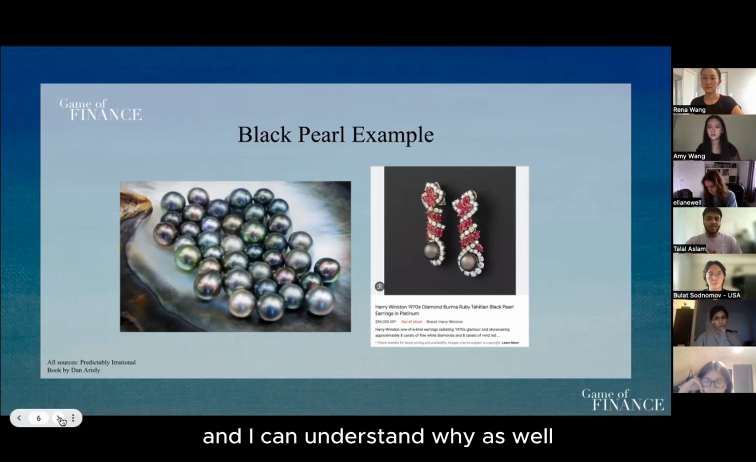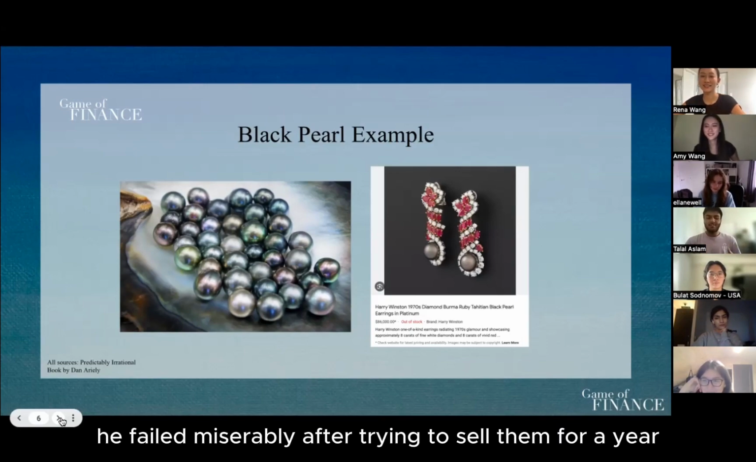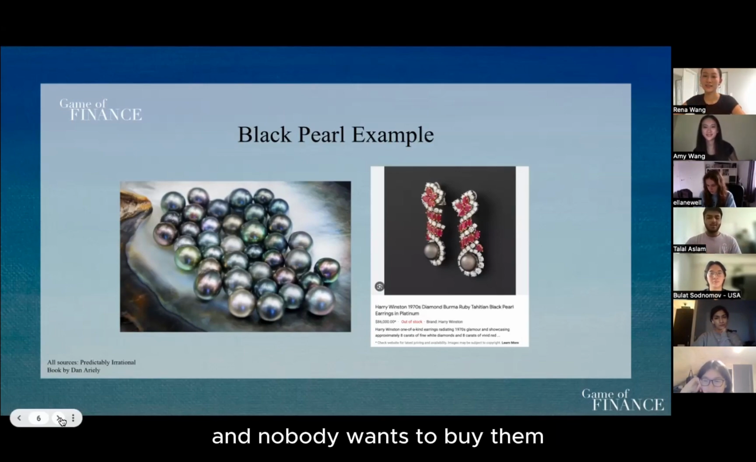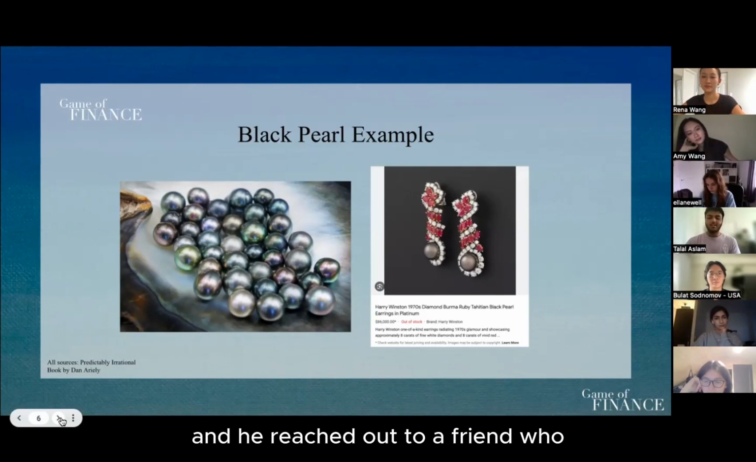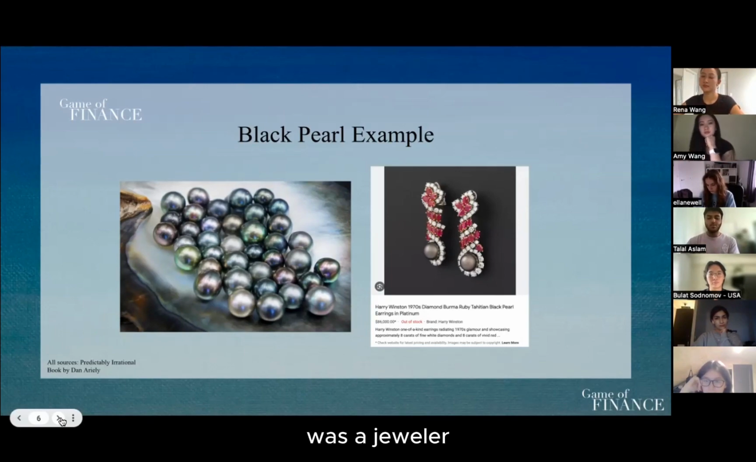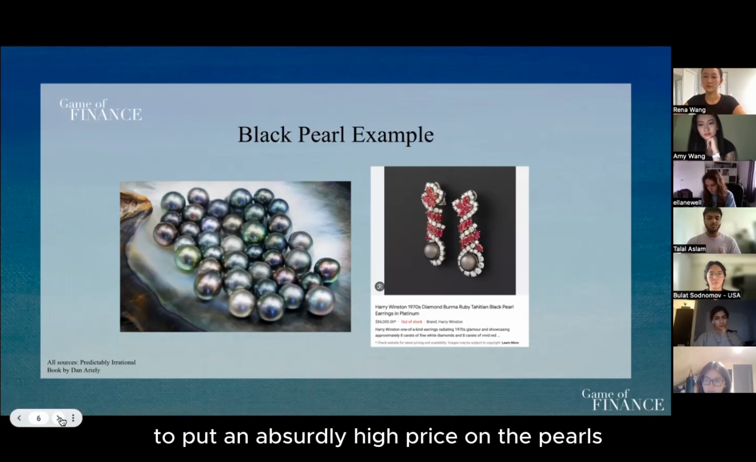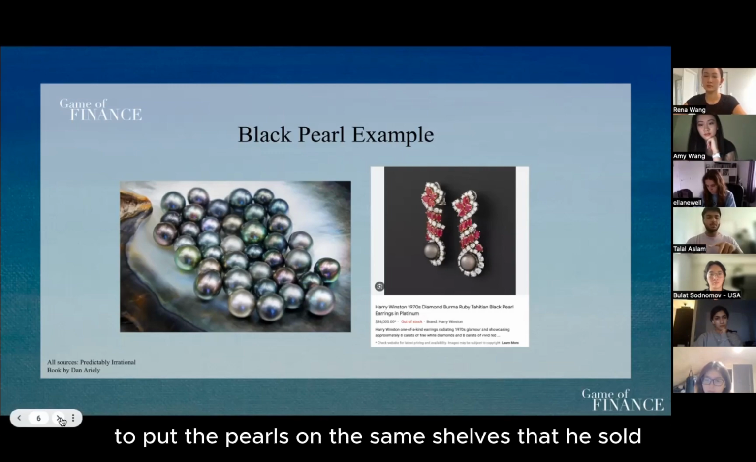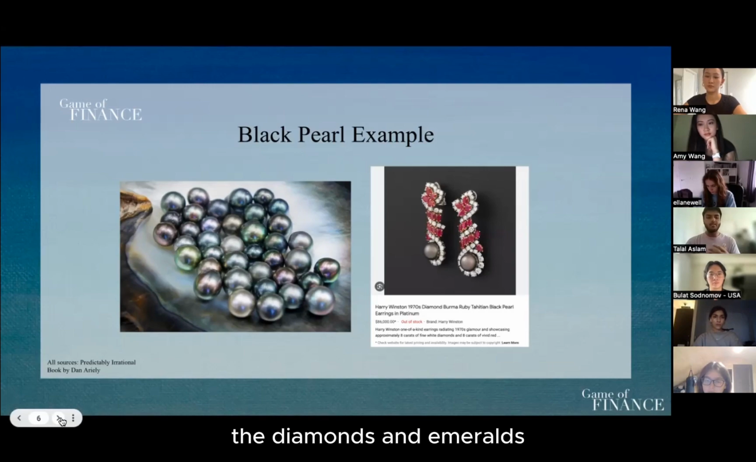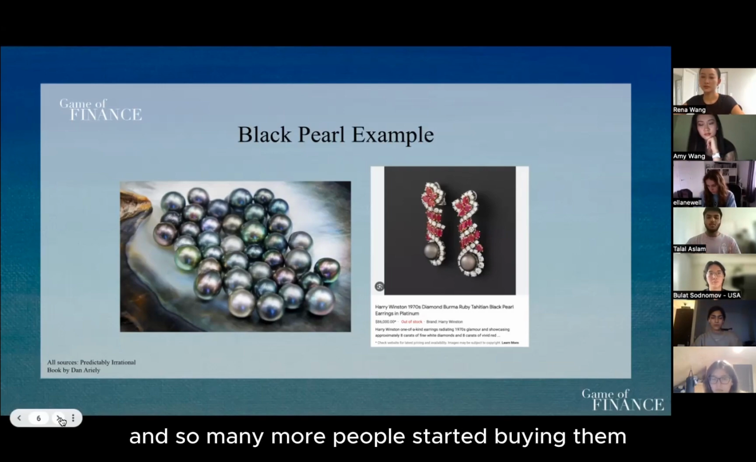I can understand why as well. After trying to sell them for a year and nobody wanting to buy them, he tried to switch up his strategy. He reached out to a friend who was a jeweler and cashed in on a favor. He asked the friend for two things: to put an absurdly high price on the pearls, and to put the pearls on the same shelves where he sold the diamonds and emeralds and all the other rare gems of the world. And by doing this, people started buying the pearls in droves.